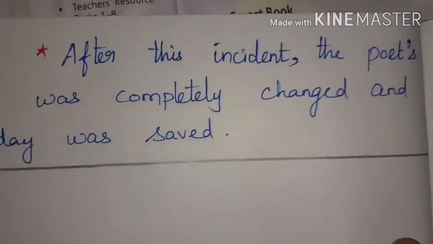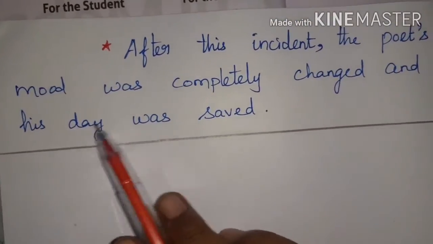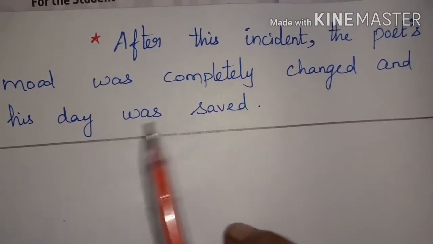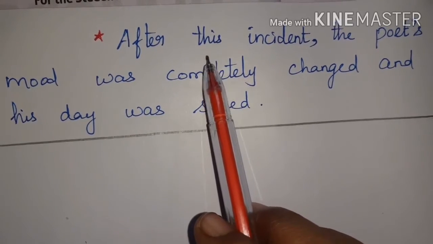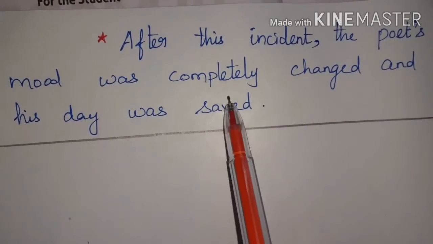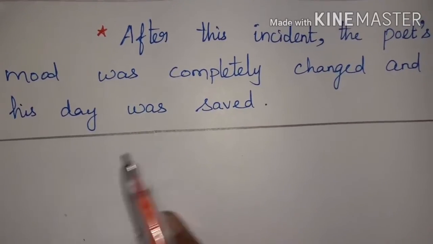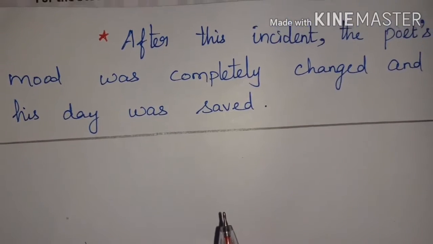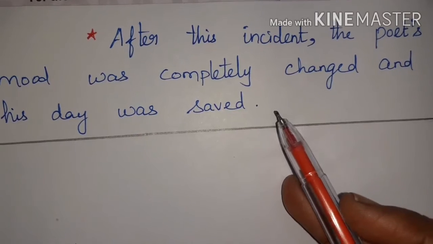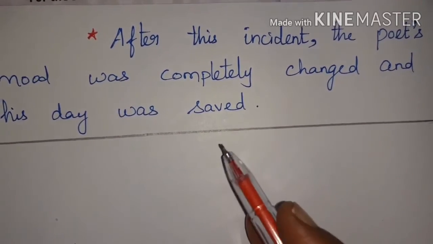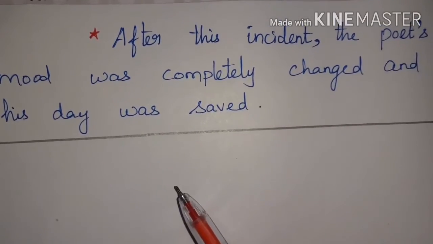Okay. Next point. After this incident, the poet's mood was completely changed and his day was saved. So after the snowfall incident, the poet's mood was completely changed into happiness and his day was saved. So that's all about the notes. Up to this you have to copy down in your classwork note. If you want to add some more points in the summary or appreciating the poem, you can add. And if you want to write in your own words, you can write in your own words, no problem.